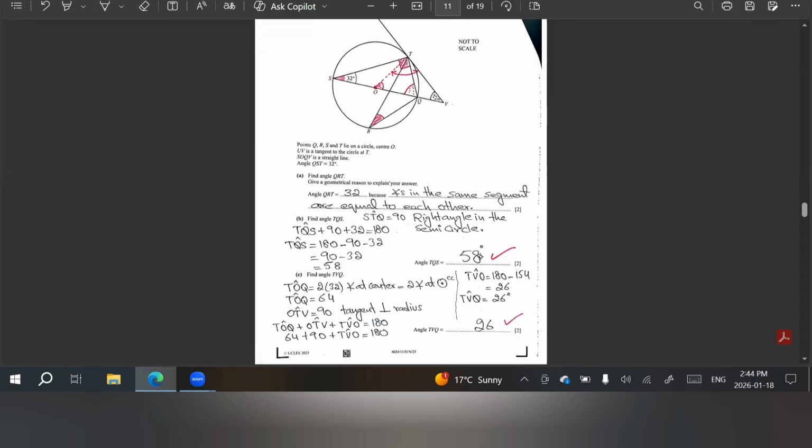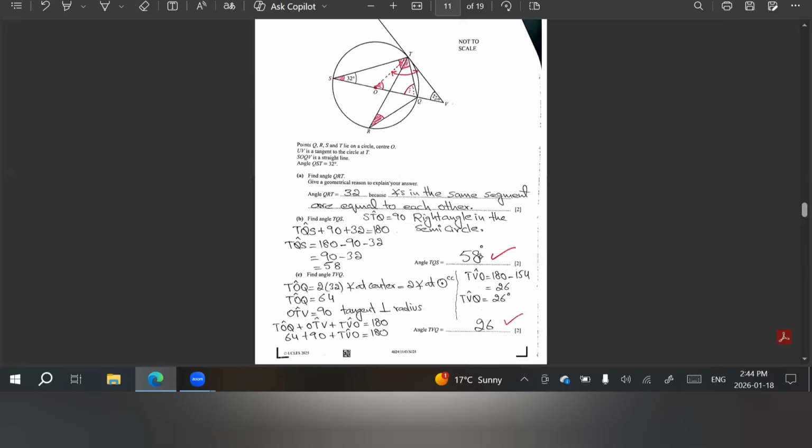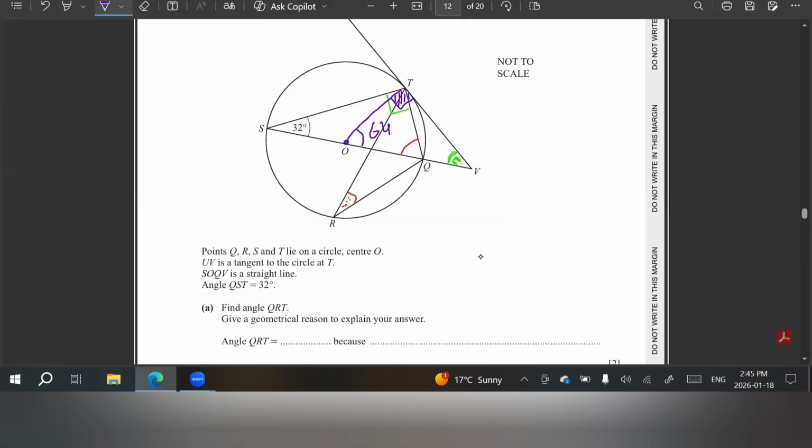Okay. So question number 16, you can see that 26 is the answer, sir. This is how you do it. I hope you understand this question number 16. There was an interruption when I was doing this question, so sorry for that once again.